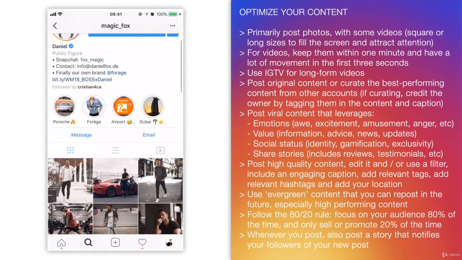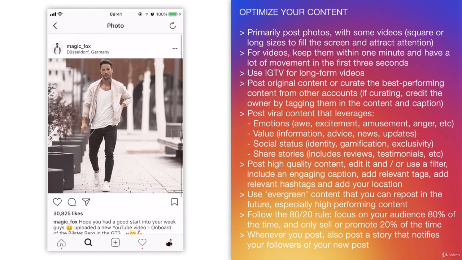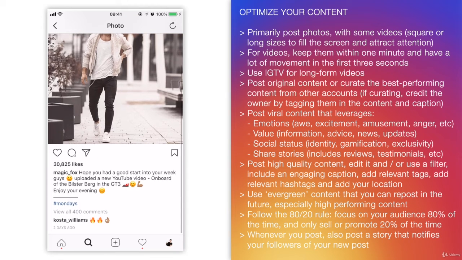And then you also want to add a caption to all of your content. So if you go to Magic Fox, the quality of the photo is always very good. He's edited them to make sure the lighting's nice, and he's got whatever filter he wants on it. And then he's always got a caption that's talking to his audience.